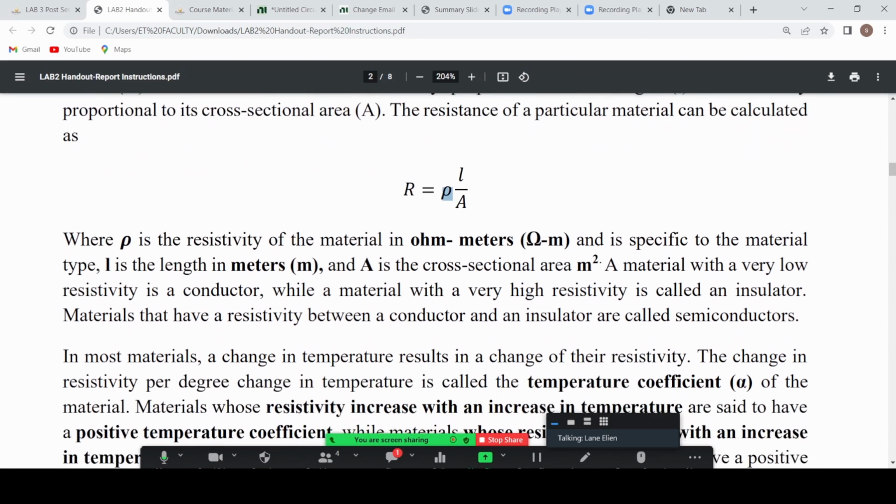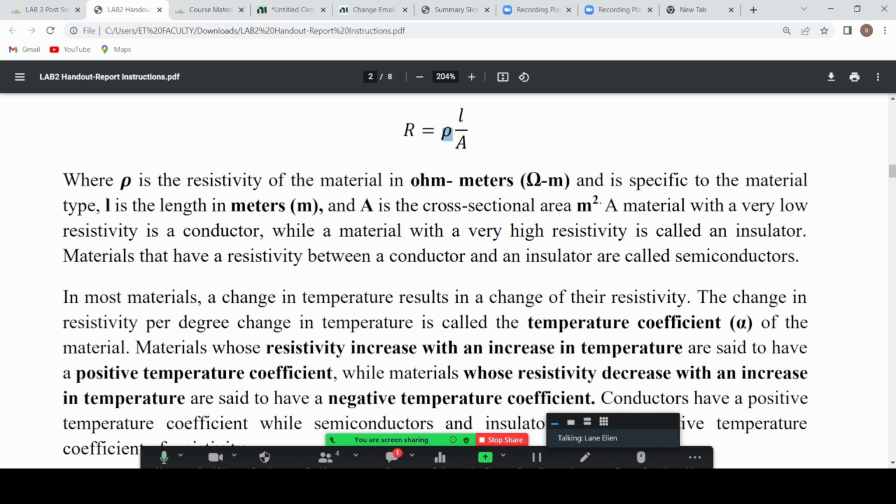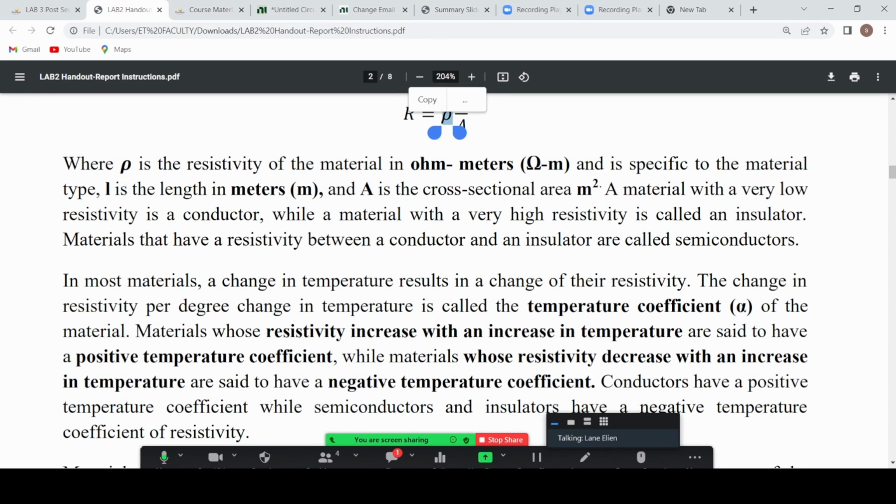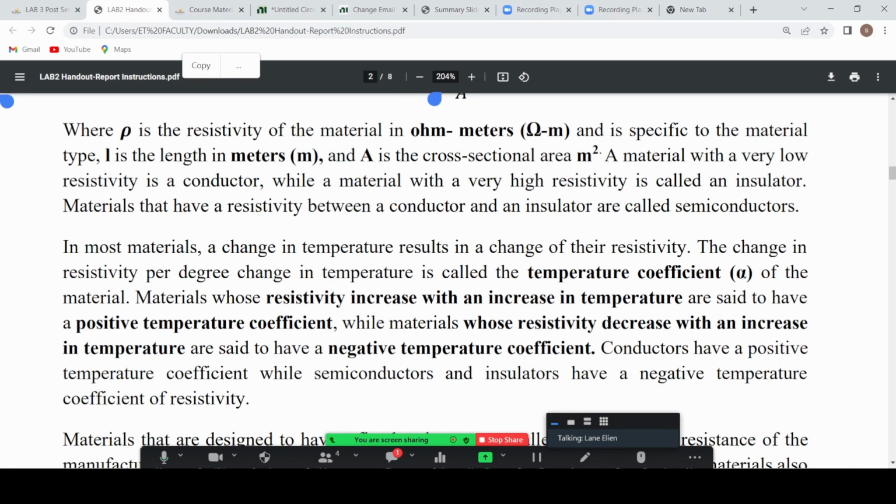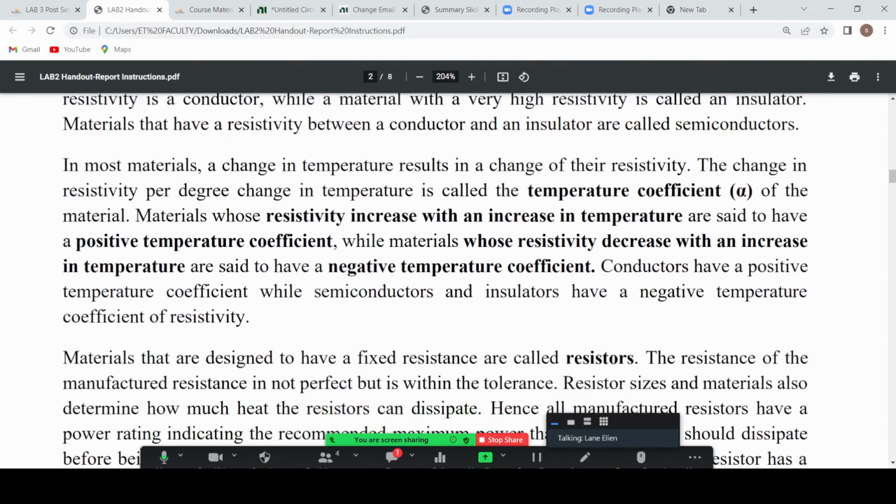equation. What I just highlighted is a coefficient of resistivity times the length divided by the area, where rho here is the resistivity of the material in ohm meters, and it is specific to the material type. L is the length in meters, A is the cross-section in meters squared. A material of very low resistivity is a conductor, while a material of very high resistivity is called an insulator. Materials that have resistivity in the range between a conductor and an insulator are called semiconductors.